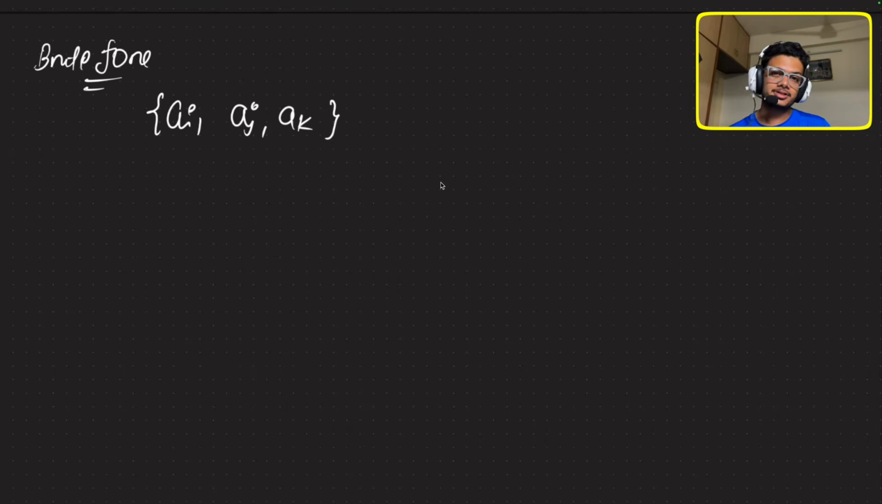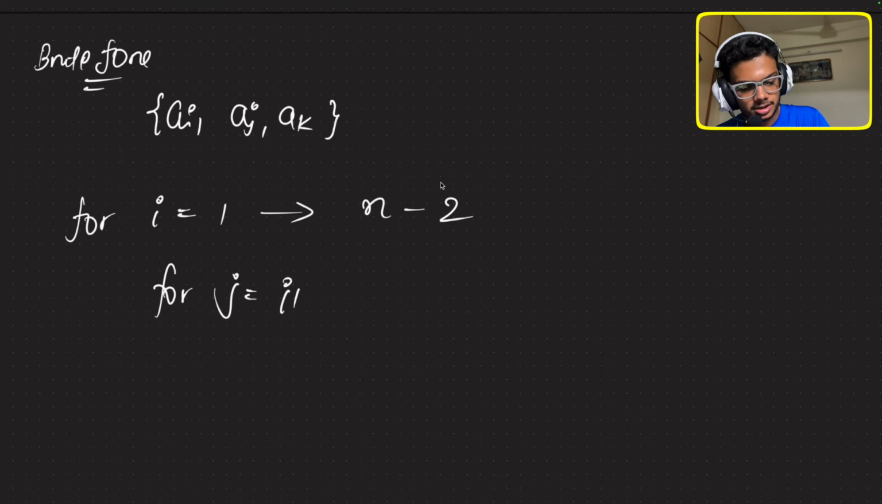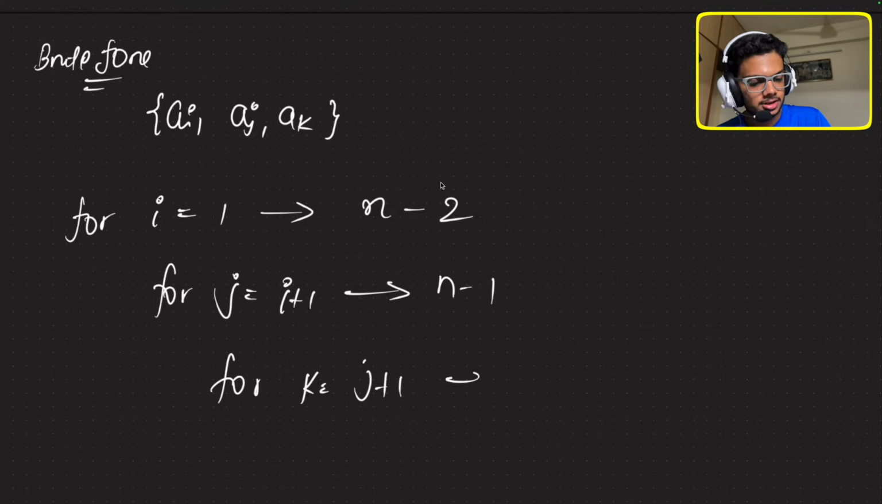Now how do you find a triplet? We just enumerate all the possible triplets in brute force. How many triplets are there? How do you enumerate all the triplets? It's simple. You run a nested loop, right? You will make i go from 1 to n minus 2. Then j runs from i plus 1 till n minus 1, and you will run k from j plus 1 till n.